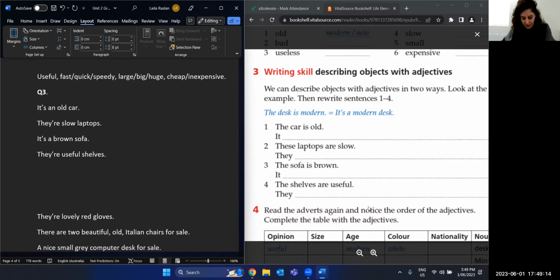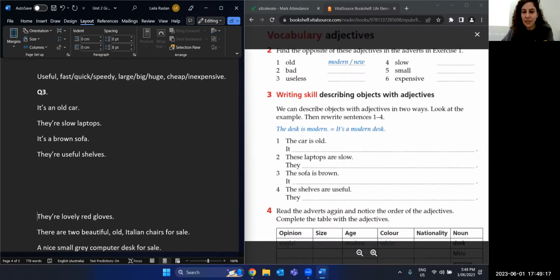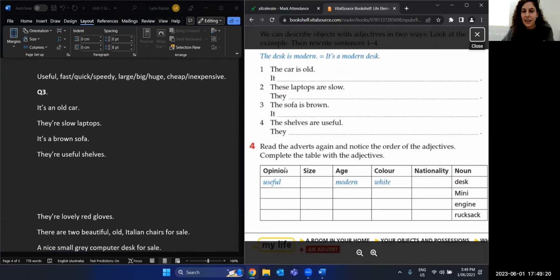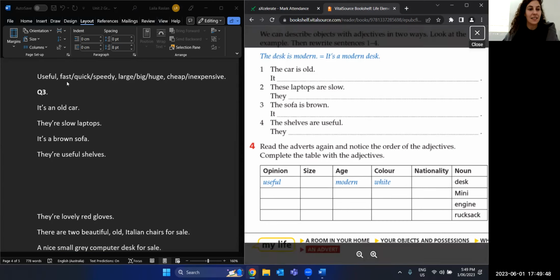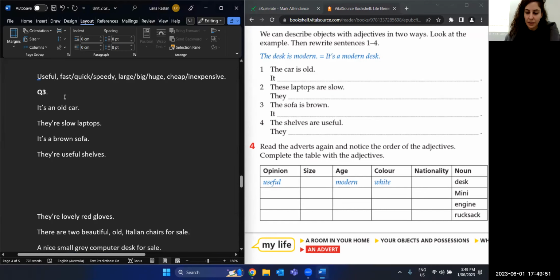Yes, so we have number 4. Let's go to number 4. So when we talk about adjectives, we have an order of which adjective we can use first. It just makes it easier to say your opinion first. So is it useful? Is it great? How do you feel about it? Because when you give your opinion, how do you feel? Is it great? Is it amazing? Is it useful? Is it handy? Handy is another word for useful. Actually, I might put that there. Handy. Handy. I can use it. It's useful.